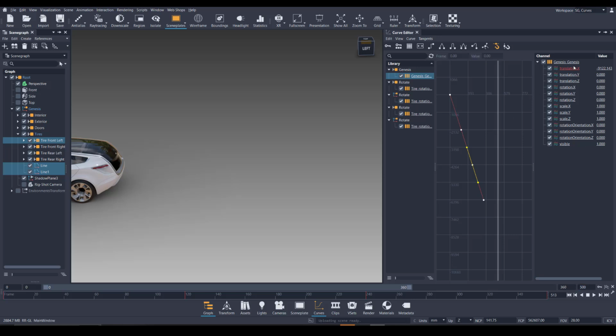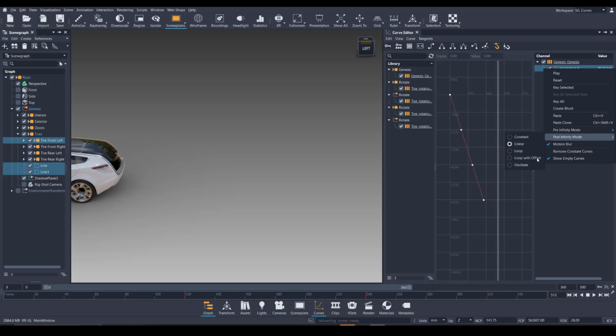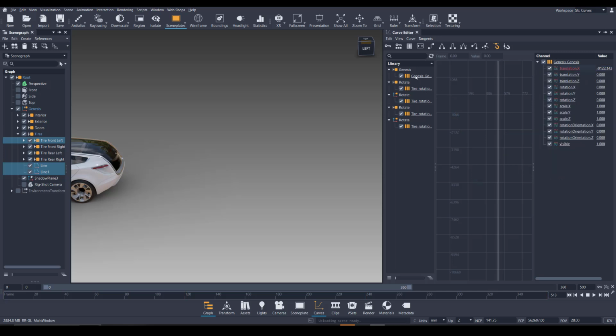Instead of doing the math, you can always set your post-infinity mode to linear and then just key that channel. And you can see that it did continue in the same trajectory and figured out the exact distance that the car should be driven, assuming the vehicle continues at the same rate of speed.